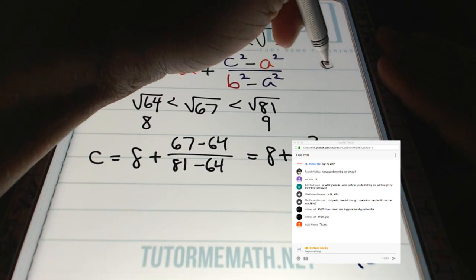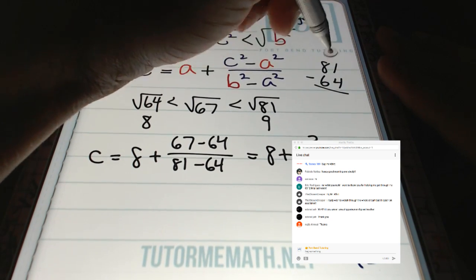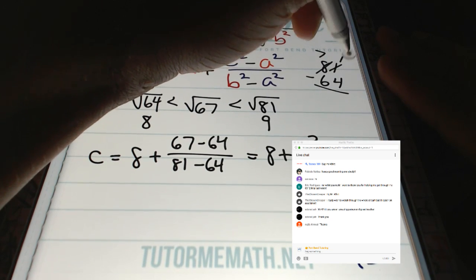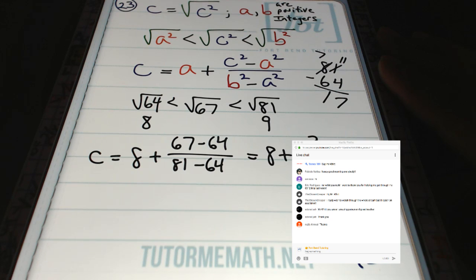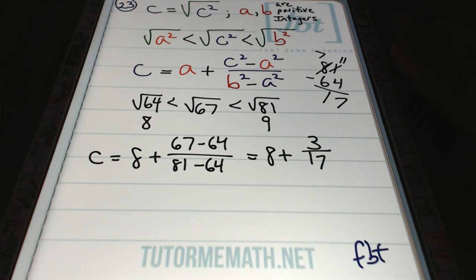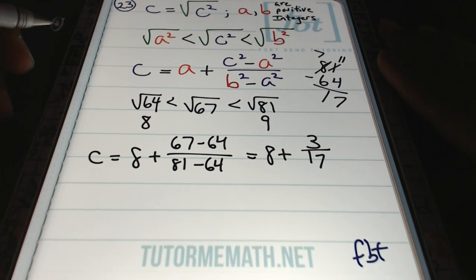What is this value? Do I even know what this is? Let's figure this out. There we go. It's 17. All right, so what we're looking at is already a value as a mixed number that is 8 3/17. Good stuff. Let's go ahead and continue now, guys.